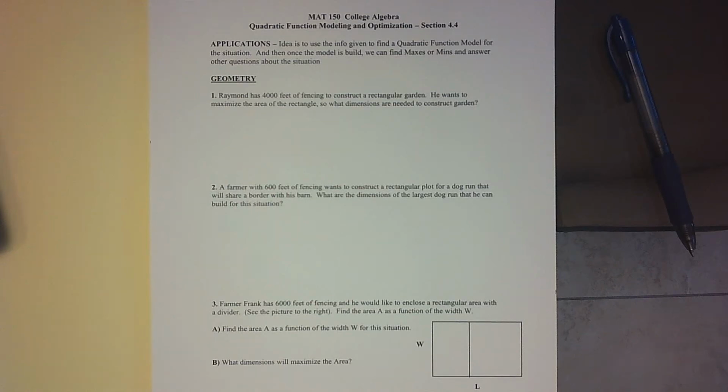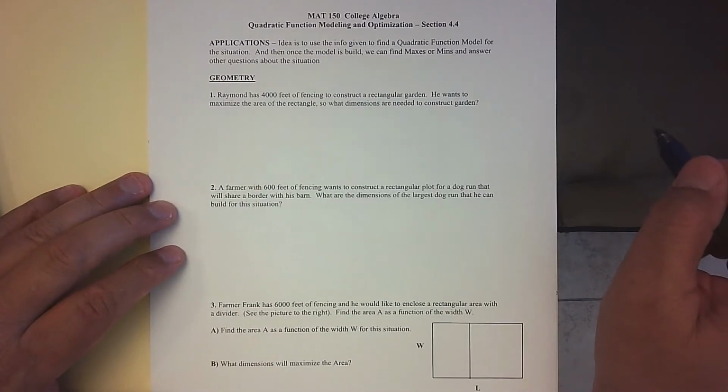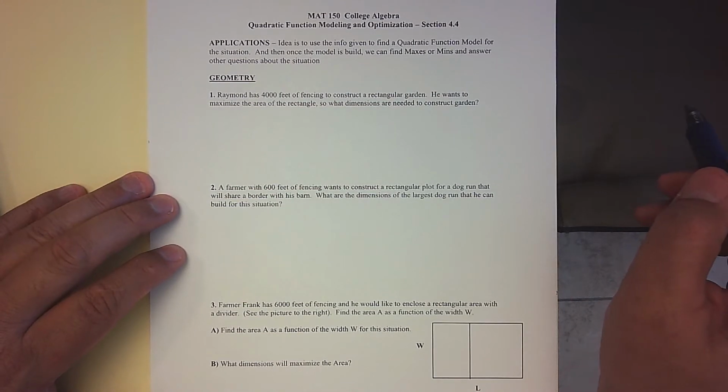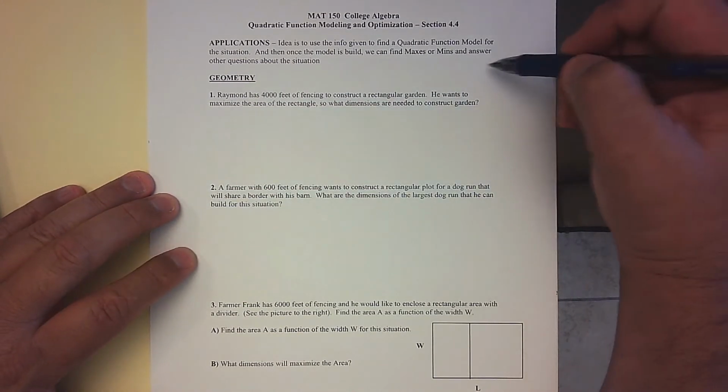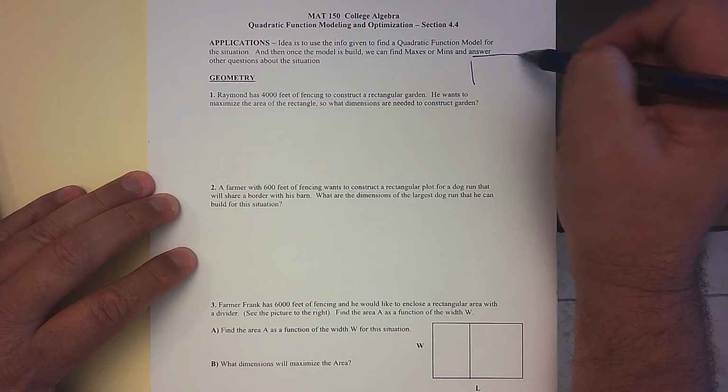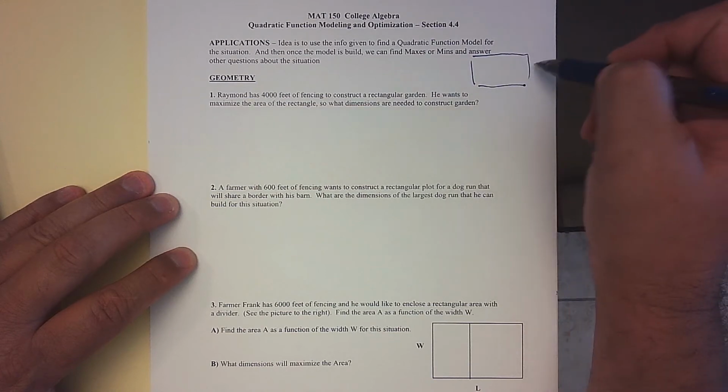The next set of optimization problems that we have are what I call geometry. We're going to be looking at geometric shapes, and more distinctly we're looking at rectangles. Alright, so let's just review a little bit about rectangles.